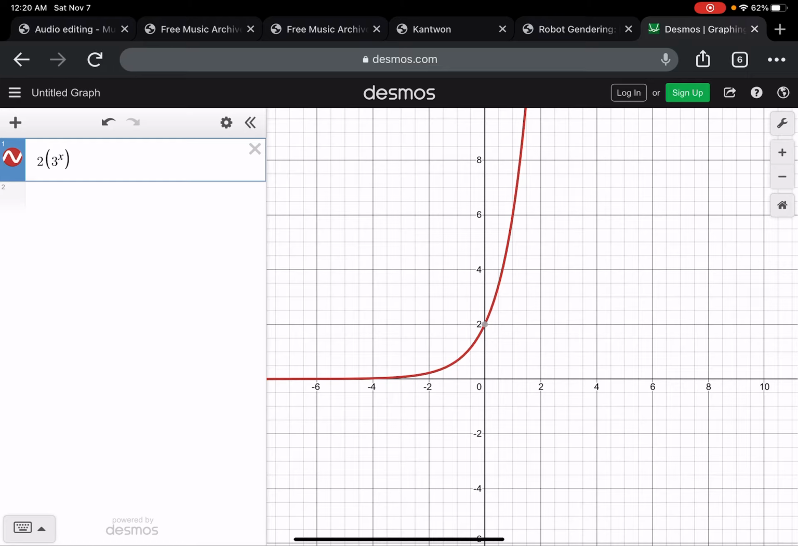The value is twice what it was. And it's a vertical stretch. We're stretching it up and down. It's going up, it's going further up. It's a vertical stretch, all right?